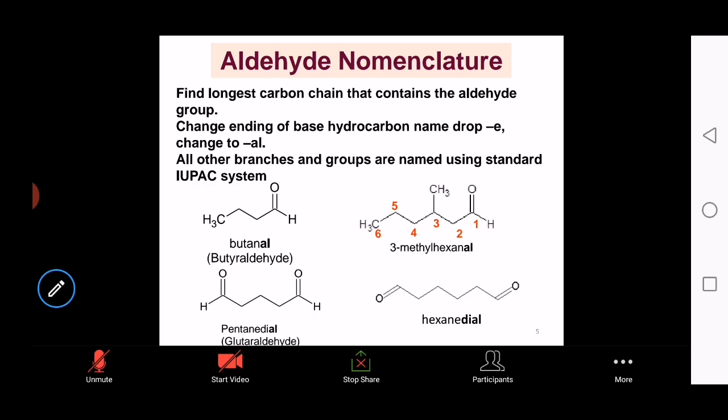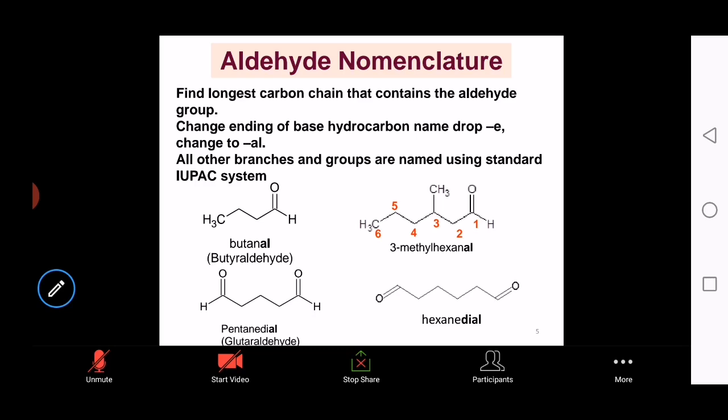So look at the first example, butanal, or the common name butyraldehyde. You can see the longest carbon chain is 4. So 4 is butane. But there is a carbonyl, so it is an aldehyde. We change E to Al. So we get butanal. And then the next example is 3-methylhexanal.